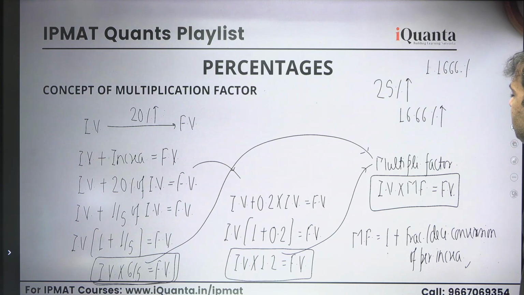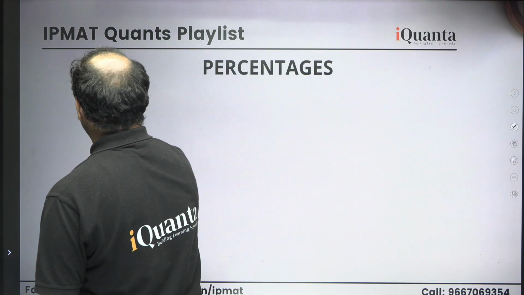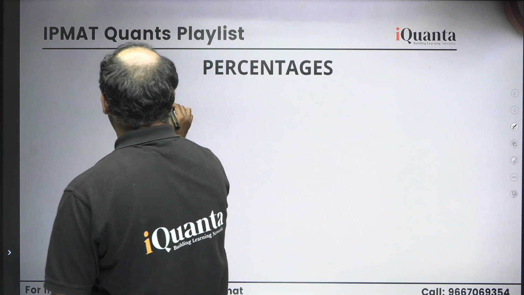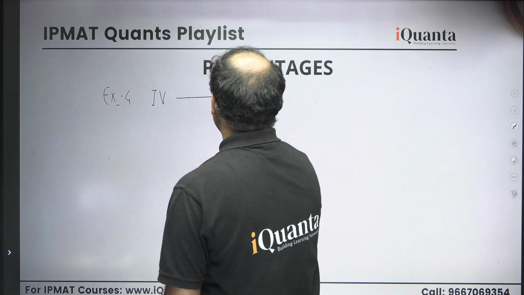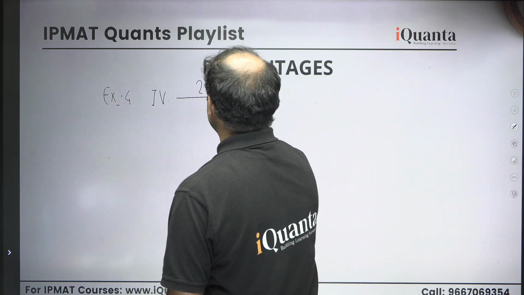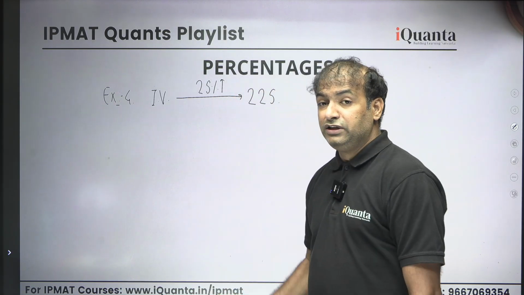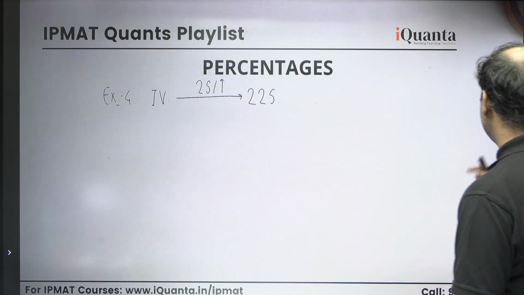All right, now let's do a very basic example on the basis of this, right? Okay guys, let's say we have an example in which one value is not known. Let's just call it the initial value, and it has been increased by 25%, right? And the final value is coming 225, and we need to find the initial value, right? How do we do that? Just using the multiplication factor.